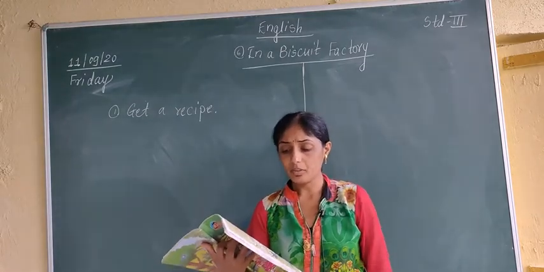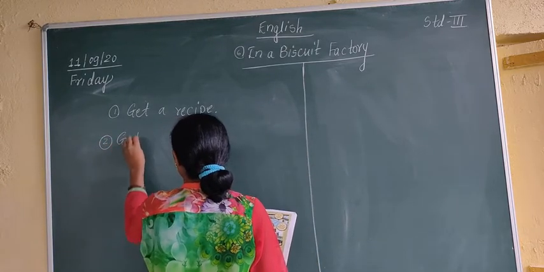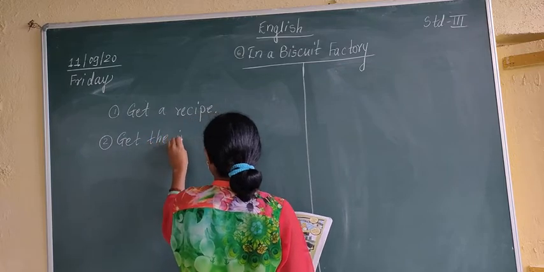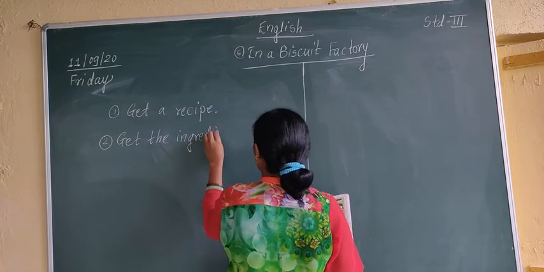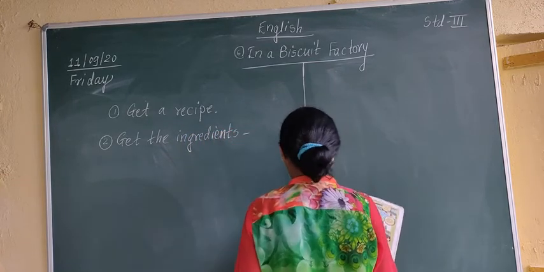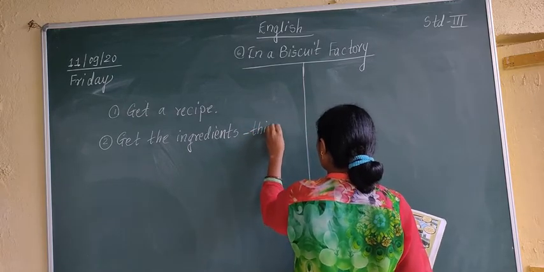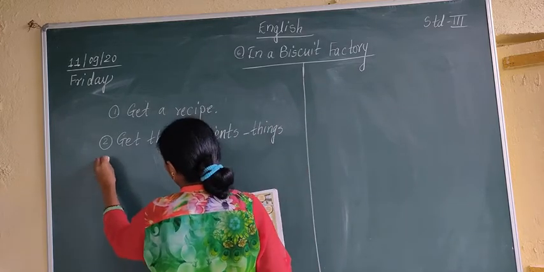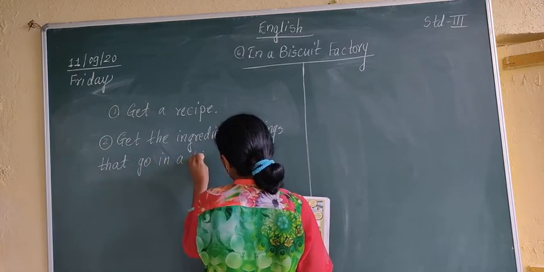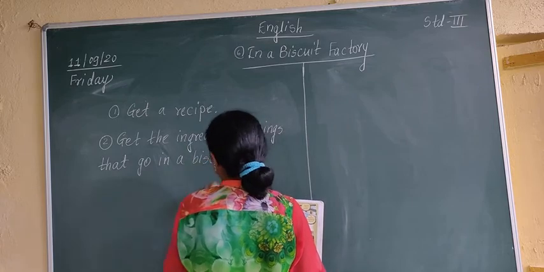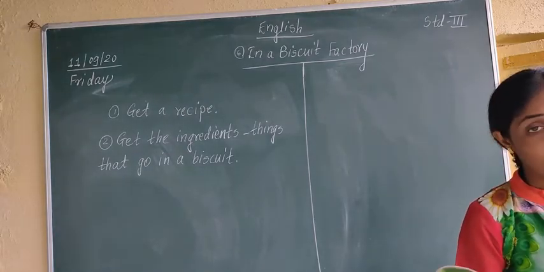Once we get the recipe, then what are we going to do? Second is get the ingredients. What do we have to get? The ingredients. Put a dash and then write down things that go in a biscuit. Okay, that is the second step. Get the ingredients, things that go in a biscuit.